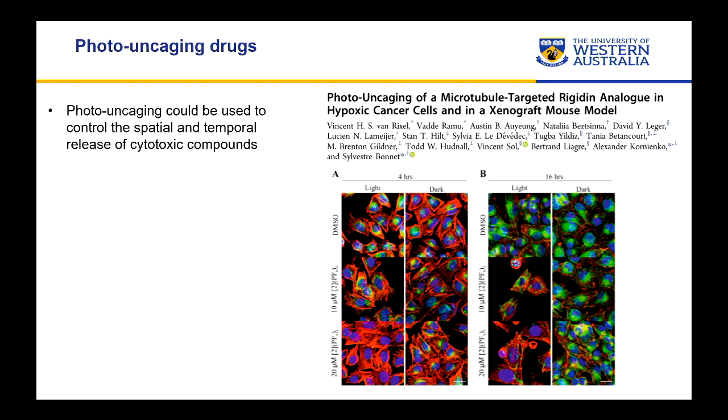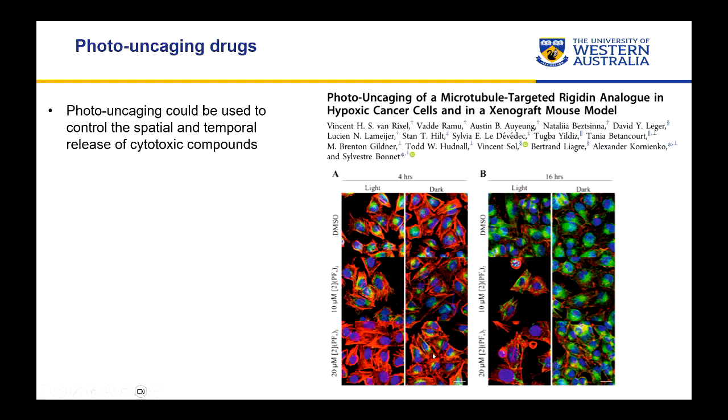This is an example of how we can use photo-uncaging to treat things like cancer. So the details here aren't super important. I'll just walk you through it. But basically, this is our control group in this top row here. This is the dark group, so this is not going to get any photo-uncaging. This is the light group, so this is going to get photo-uncaging. So this is the photo-uncaging drug at different concentrations.